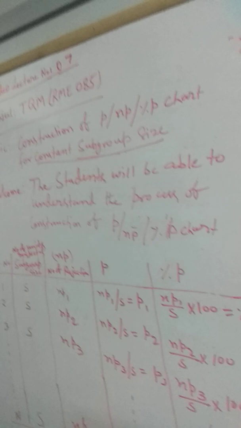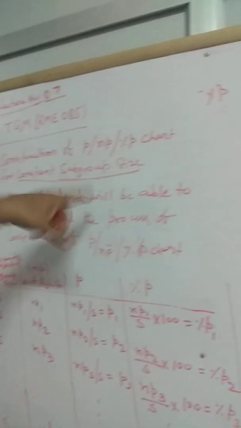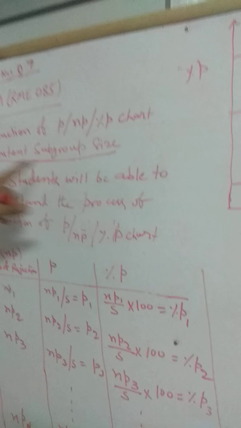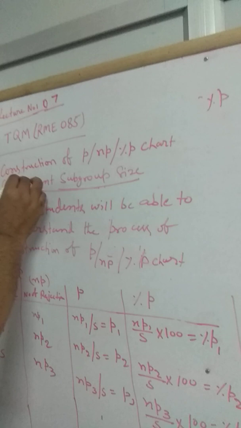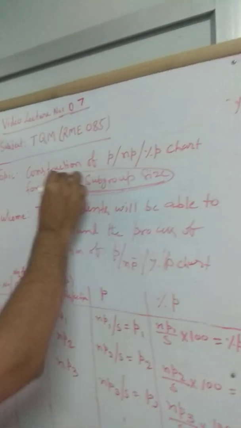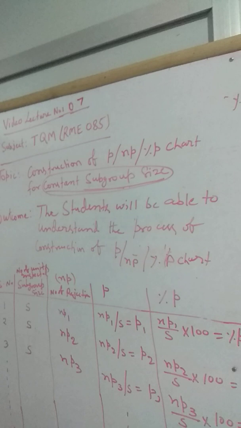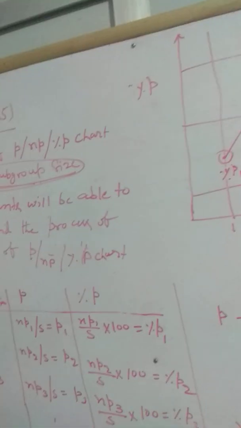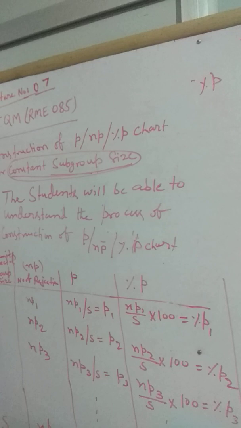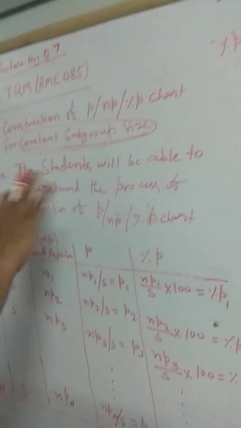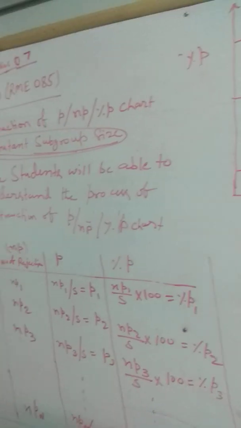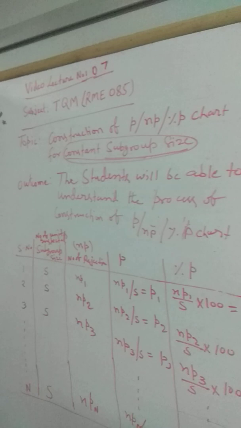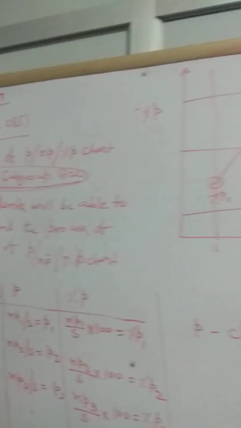We have explained the procedure to construct the P, NP or percentage P chart for constant subgroup size. Okay. Here you may again note that this procedure we have told you was for the construction for constant subgroup size, and now you will be able to construct the P, NP or percentage P chart.